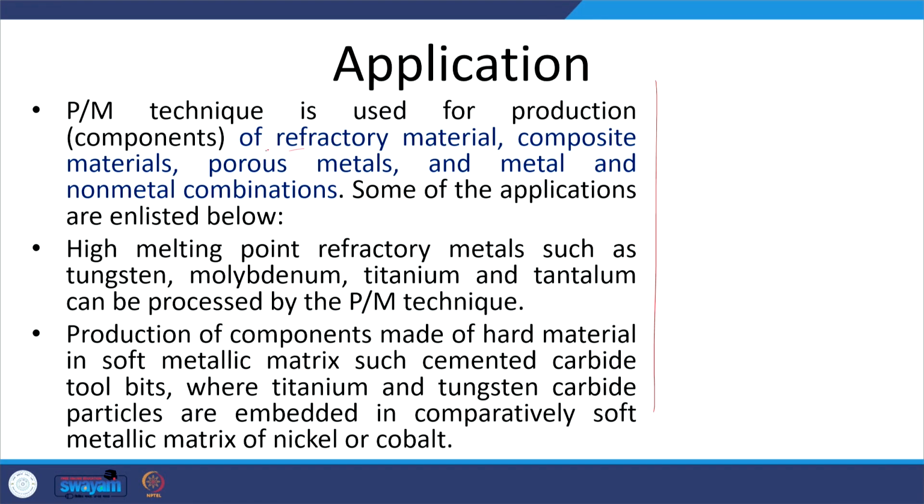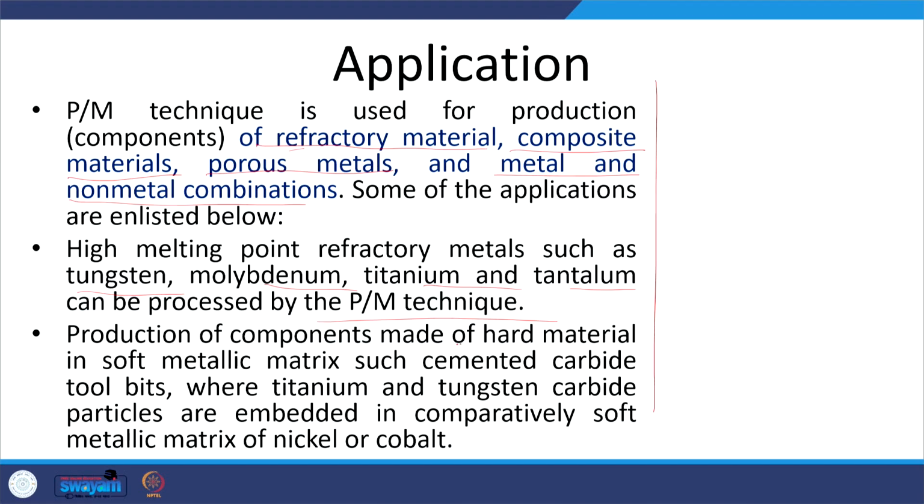So, this is used for making products of refractory materials like titanium, tungsten, tantalum, molybdenum, and also products of composite materials, products of porous metals, and products of metal and non-metal combinations. For example, high melting point refractory materials such as tungsten, molybdenum, titanium, tantalum can be processed by powder metallurgy, which are otherwise difficult because of the high melting temperature and very high hardness.